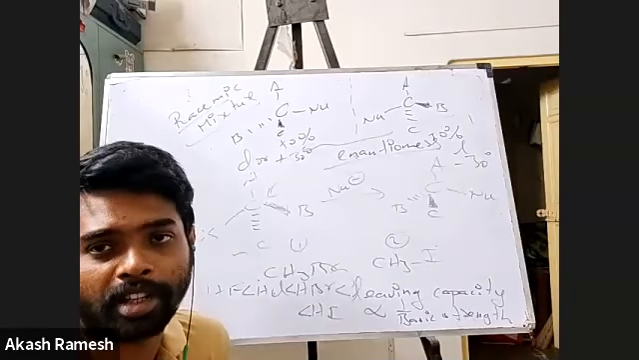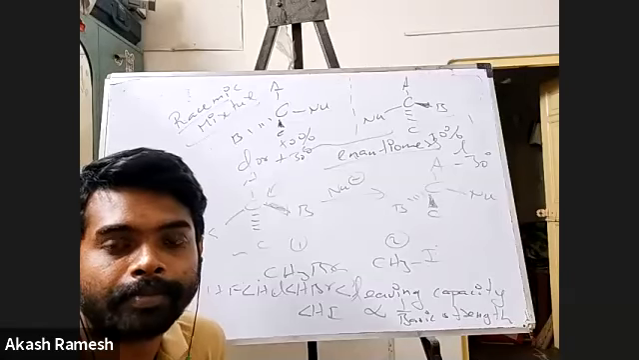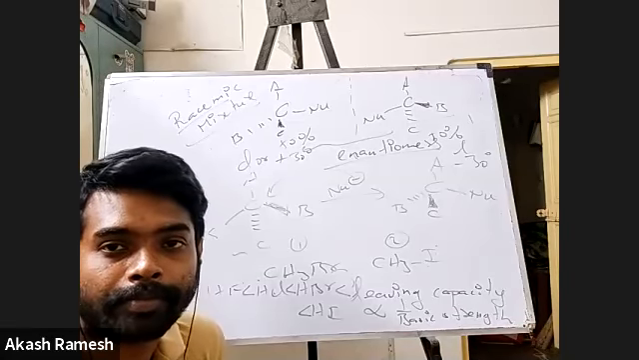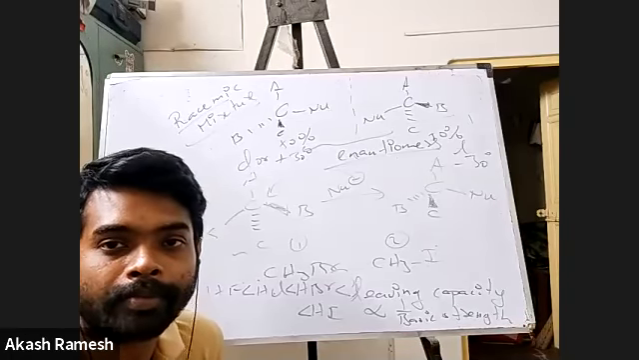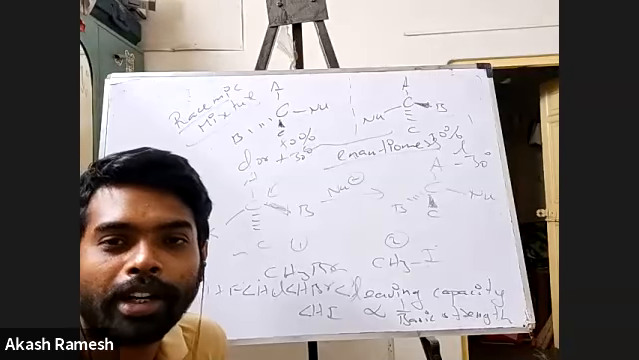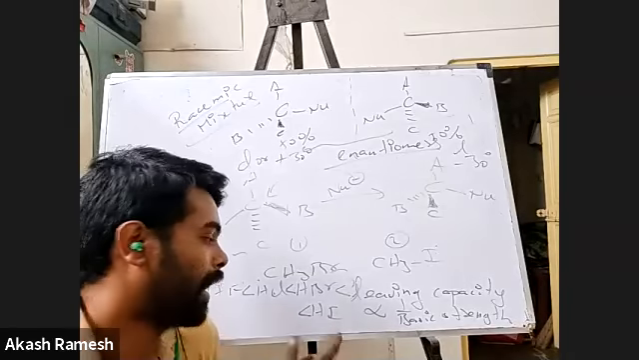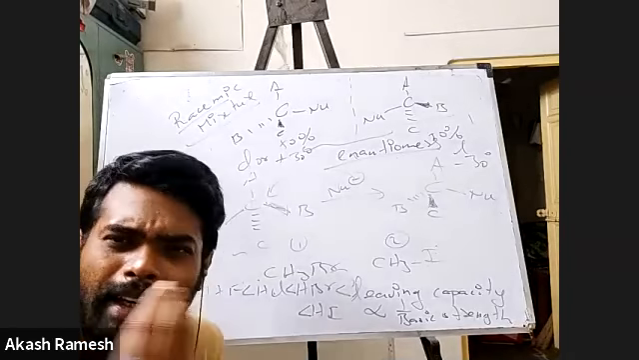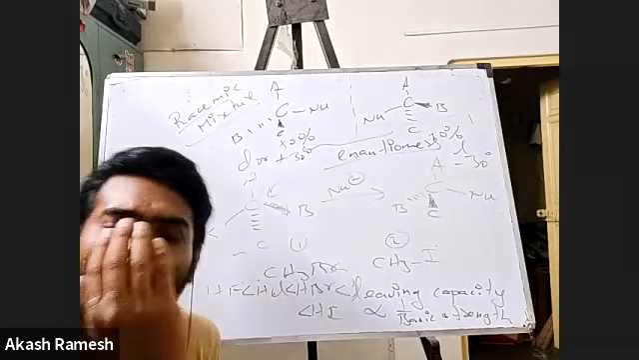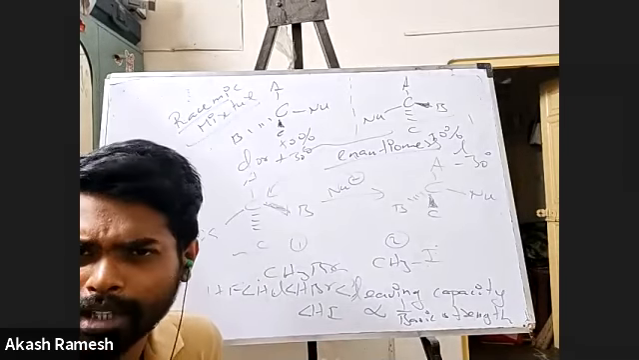Why is HI the least stable here? We go for decrease in bond dissociation enthalpy. Okay, right. It's correct. It's a decrease in bond dissociation enthalpy. That means HI has a very small amount of energy required to break the bond. It's pretty much understood, right?